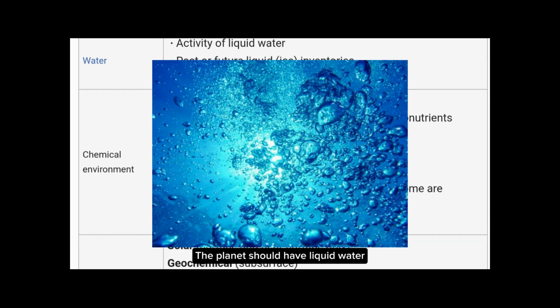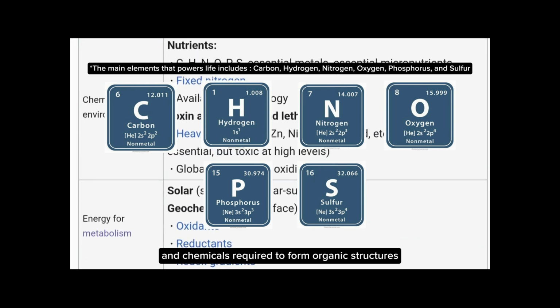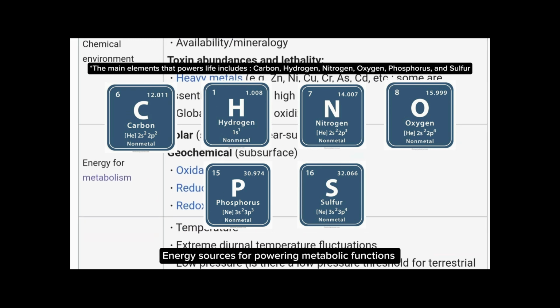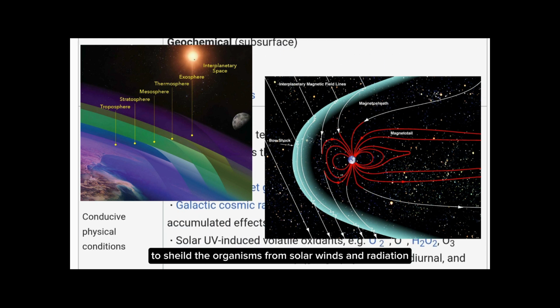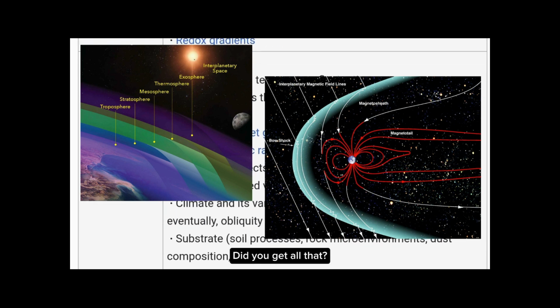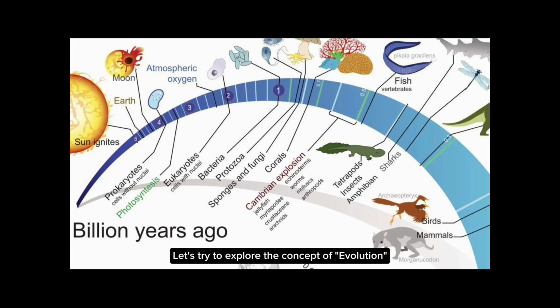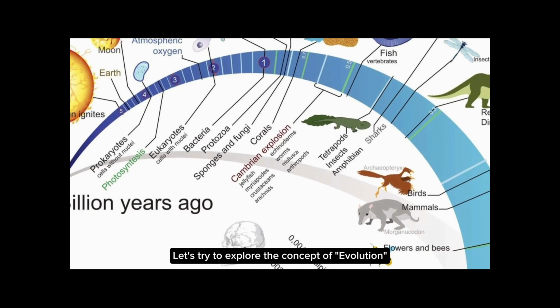Also, the planet should have liquid water and chemicals required to form organic structures and provide nutrition for the organisms, energy sources for powering metabolism, an atmosphere and a magnetic field to protect the organisms from solar radiation and solar flares. Did you get all that? No? Oh well.